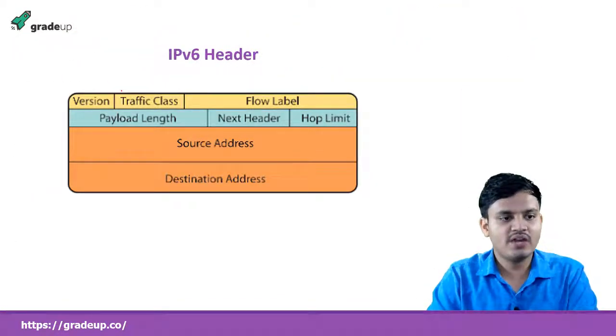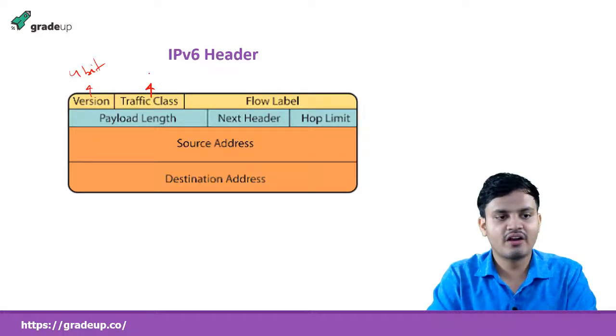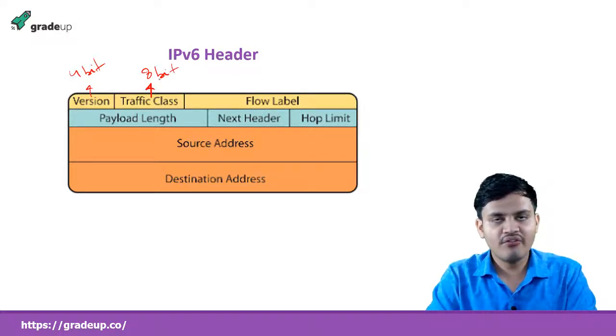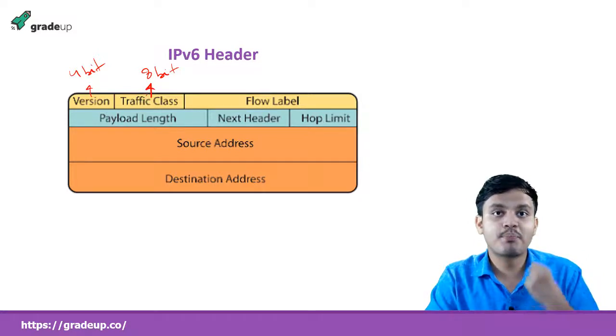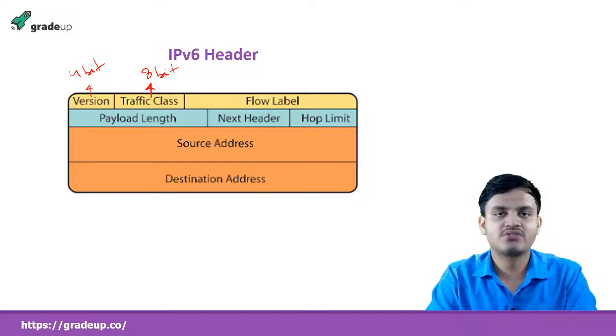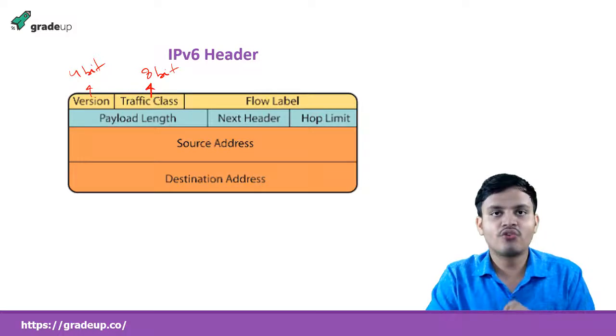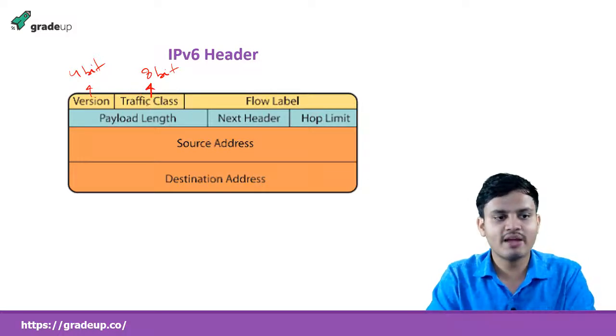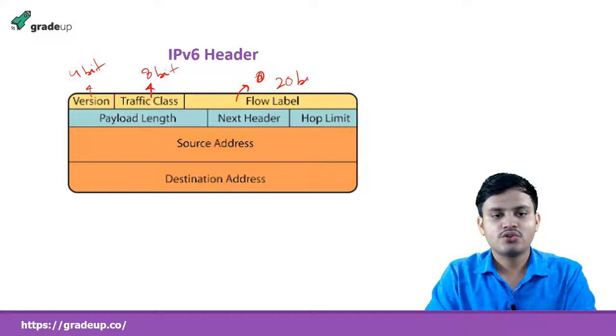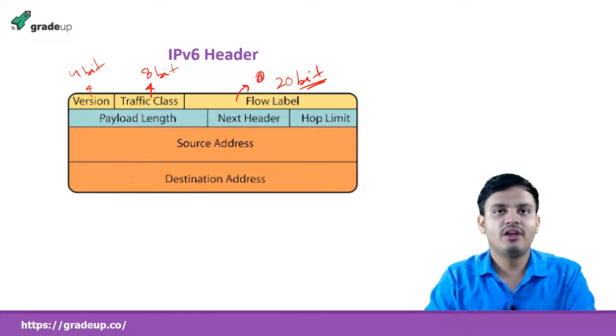So in IPv6, we have version, that is 4-bit. We have traffic class, that is 8-bit. So what is traffic class doing? It is like the priority or type of service field. In IPv4 we have seen the type of service, it is the same as this. We have flow label, which is 20-bit. So what do we mean by the flow label field?